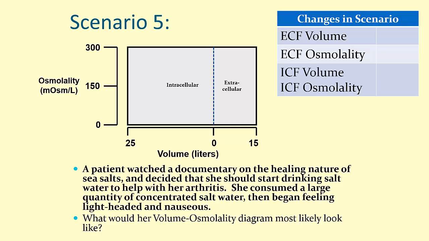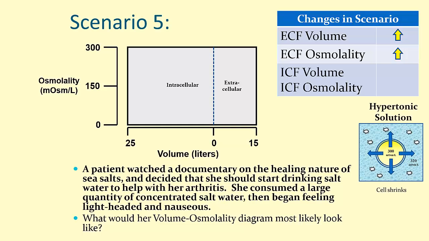Patient 5 has been self-medicating with regular ingestion of concentrated sea salts, believing that this will minimize her arthritic symptoms. In this case, the patient has added highly concentrated solutes, sodium and chloride, into the GI tract. If we examine the extracellular fluid volume, the patient has ingested the saline solution, so the extracellular volume would be increased. Additionally, this fluid was very concentrated, so the extracellular osmolality would also be increased.